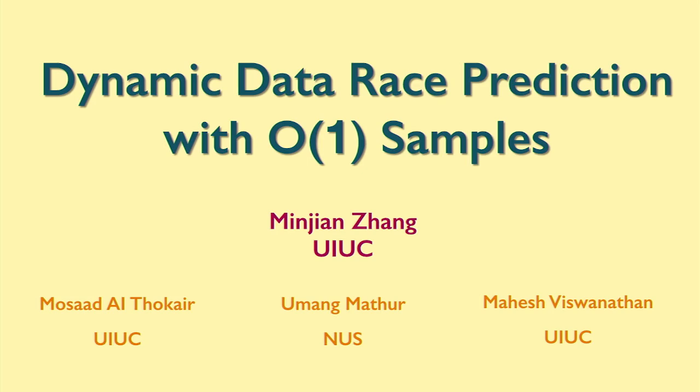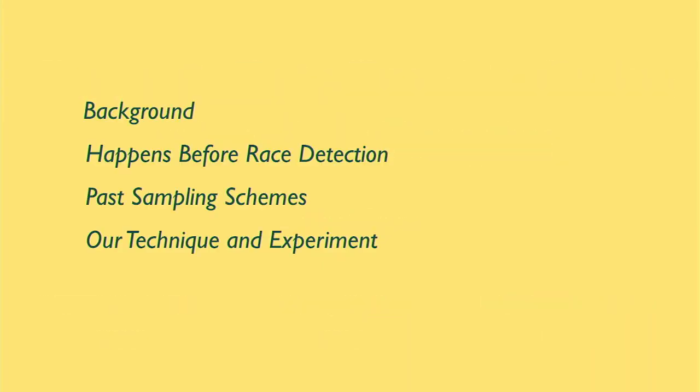The talk today will be on our project, Dynamic Race Prediction with O1 Samples. This is a joint work with my friend Mosaad, Professor Umang Mathur, and my advisor, Professor Mahesh Viswanathan. The talk is structured with 4 sections. Firstly, I will go through the background, then discuss happens-before race detection, and mention some previous sampling schemes, and eventually get into our contribution.